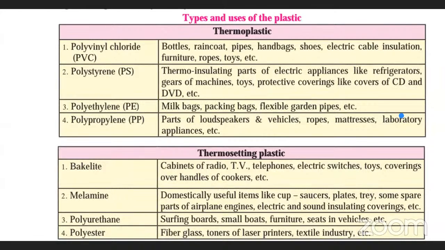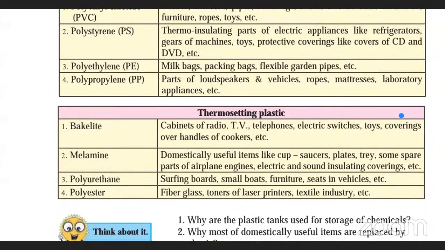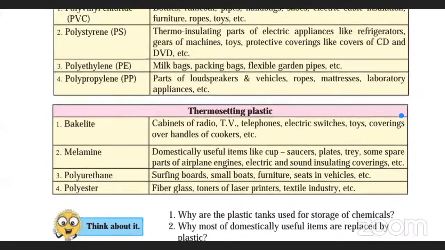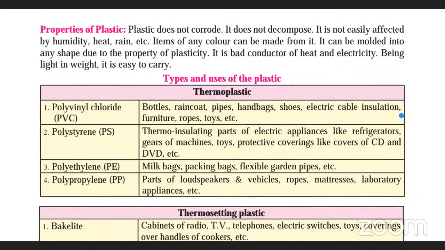Then packing bags, which we call polythene, we are saying that polythene is banned now, do not use polythene. So this is the thing, polyethylene. Polyethylene is actually the name of the compound which is used for making such articles. Examples of thermosetting plastic are bakelite, melamine, polyurethane, then polyester. Different uses are given. You can learn 2 or 3 uses from each.